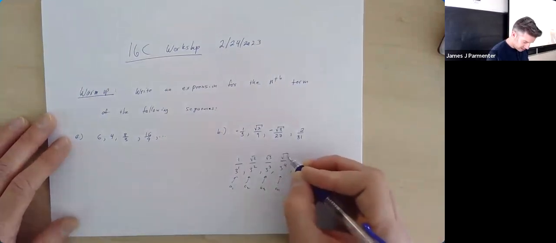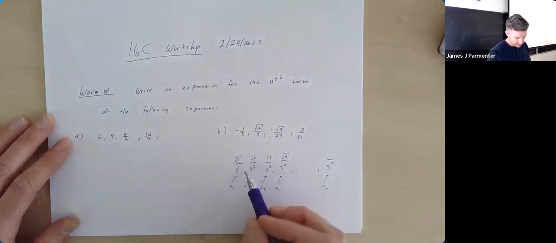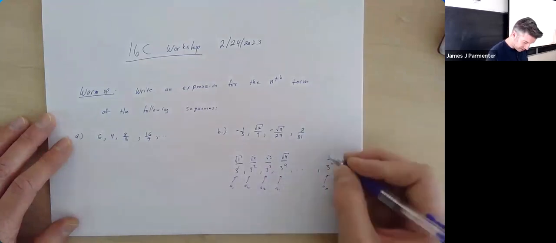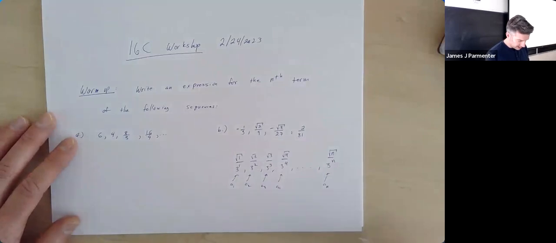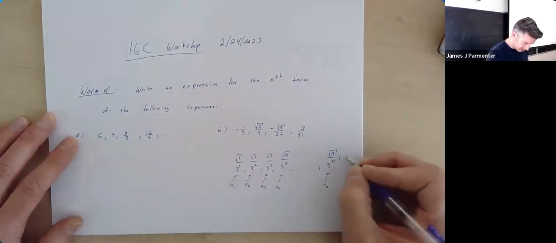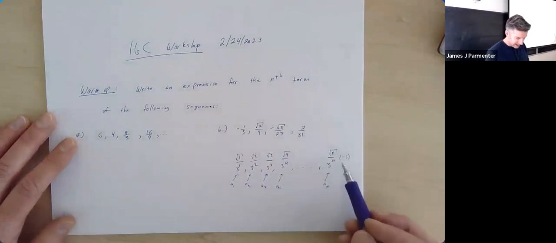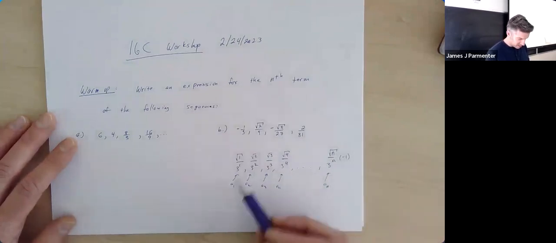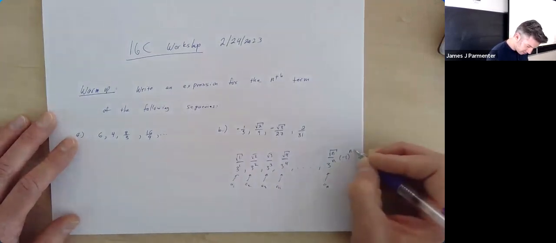I can also see that this is really the square root of 1. So the first term has the square root of 1, the second term has the square root of 2, the third the square root of 3, so it looks like the nth term is going to have the square root of n. And then lastly, I need a -1 to the n, I just need to make sure the first term's right. If it's -1 to the n, -1 to the first will give me a negative, which will work out. So I want a -1 to the n.